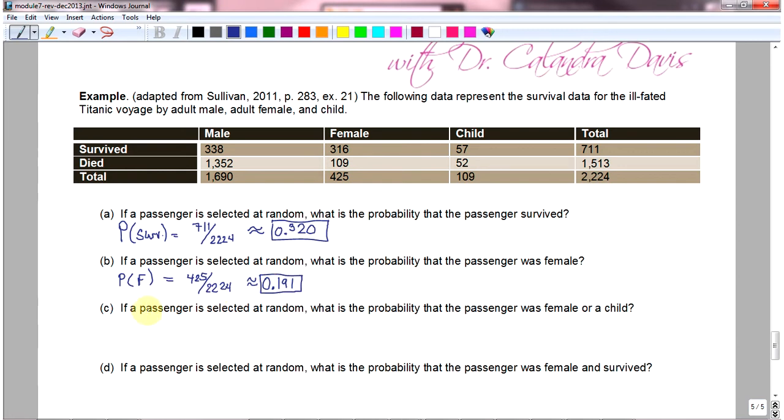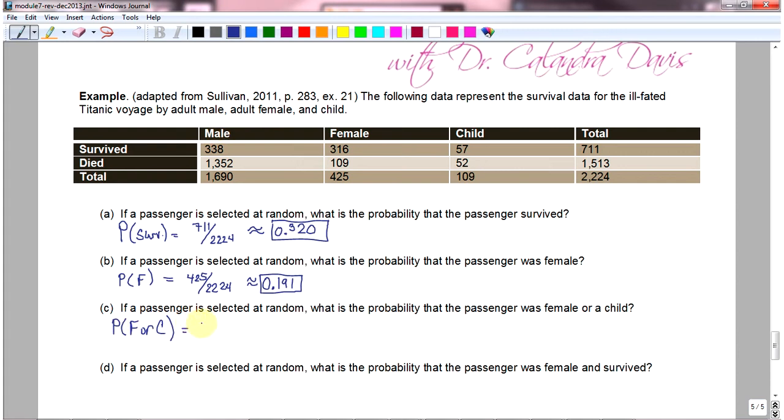For part C, if a passenger is selected at random, what is the probability that the passenger was female or a child? Okay, the probability that a passenger was female, let me stay consistent with my notation, female or a child. Well, these two things are independent, the way that it was defined. They did not classify the children as male or female because we were told female represents adult female, male represents adult male.